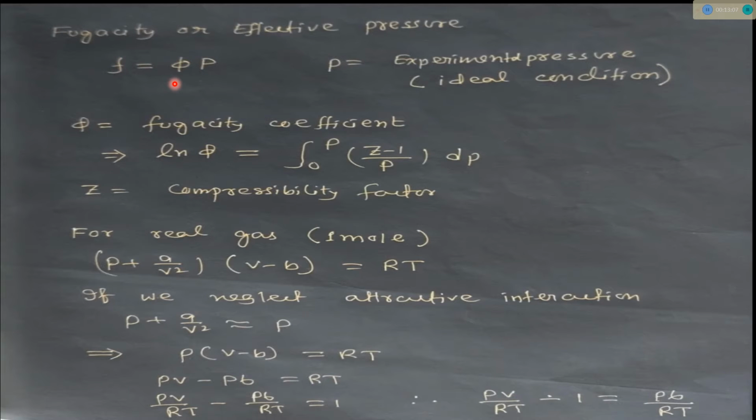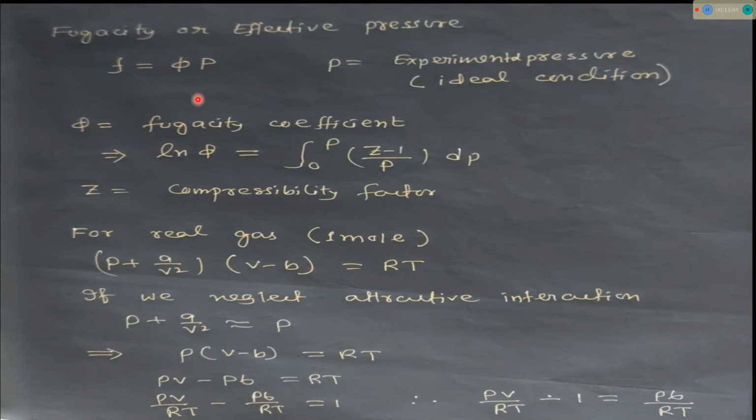Now F equal to phi into P. This phi is known as the fugacity coefficient, and it is defined as ln phi equal to the integral from 0 to P of (Z minus 1) upon P dP. Z is the compressibility factor, we all know. Now see, if phi is equal to 1, then P and F become equal. For an ideal gas phi is equal to 1, that's why P becomes F, or F becomes P.